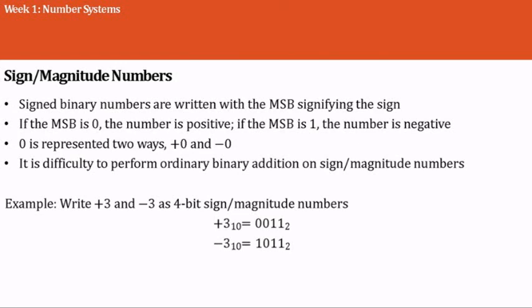So again, signed binary numbers are written with the MSB signifying the sign. If the MSB is 0, the number is positive. If the MSB is 1, then the number is negative.